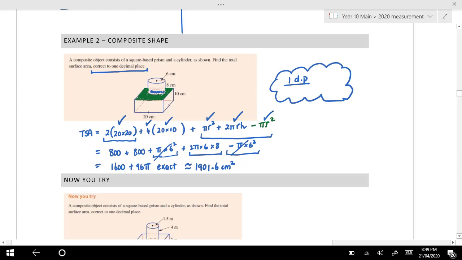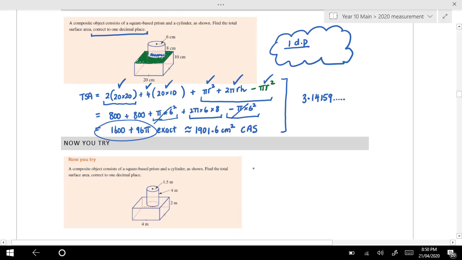Doing things in exact values is useful, because I can work a lot of these things out in my head, but I can't work out what pi is, because pi has an infinite amount of decimal places, 3.14159, and so on, so forth. So nobody can work that out. You'll need to use your CAS calculator for that.